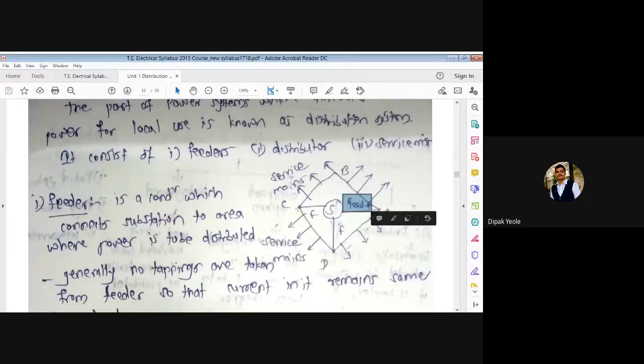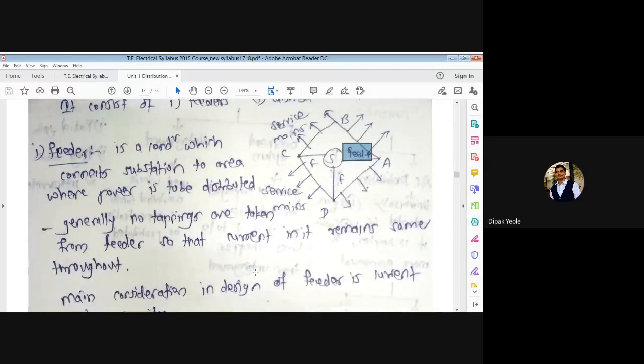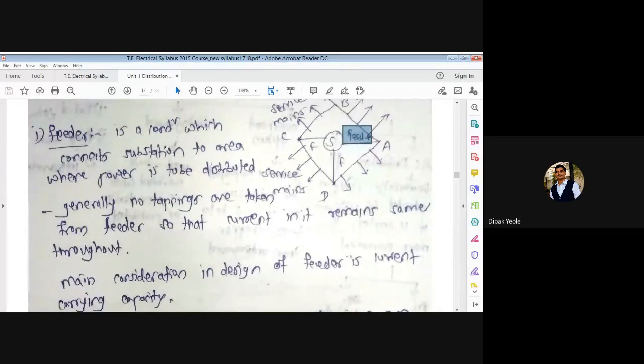What is a feeder? A feeder is a conductor which connects the substation to the area where power is to be transmitted. Generally, no tappings are taken. And what is the design consideration? Constant current carrying capacity. That is an important consideration.